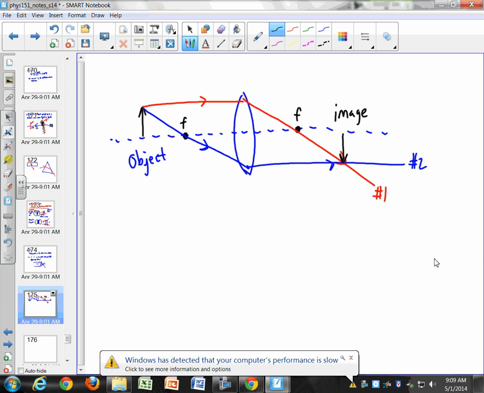For the human eye, this is the scenario that we have. You get an image that's produced that looks like this on the back of your retina, or on your retina. This is a particular type of image. Remember we talked about virtual and real images? This is a real image.